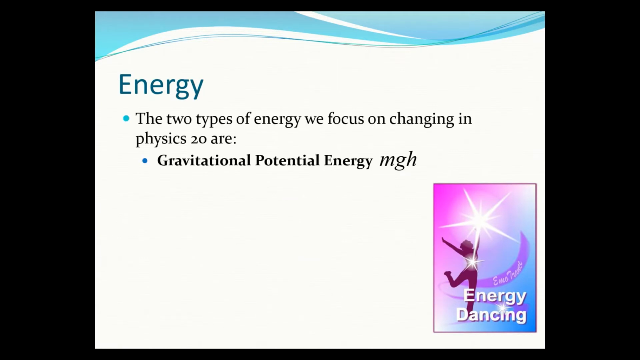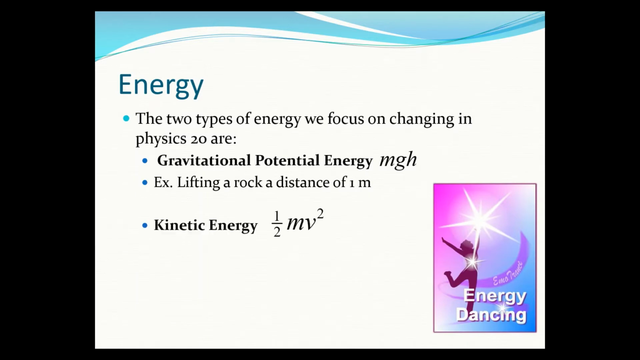So the 2 types of energy that we're going to focus on changing in Physics 20 are gravitational potential energy, so that mgh, right? So lifting a rock a distance of 1 meter, yeah, that's definitely doing work. Whether you do it at a constant speed or not, if you lift it up, you're giving it gravitational potential energy. Okay, and then this one is better written, right? Pushing on a car to speed it up. Yes, if I'm speeding it up, then I am giving it kinetic energy. I am doing work.